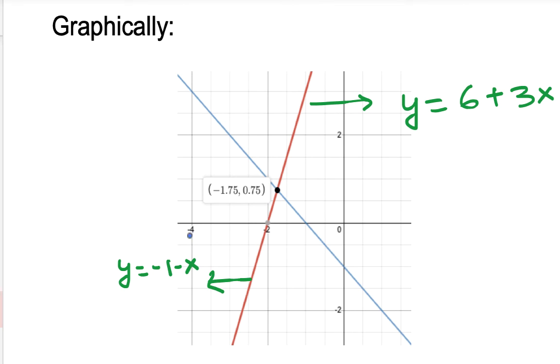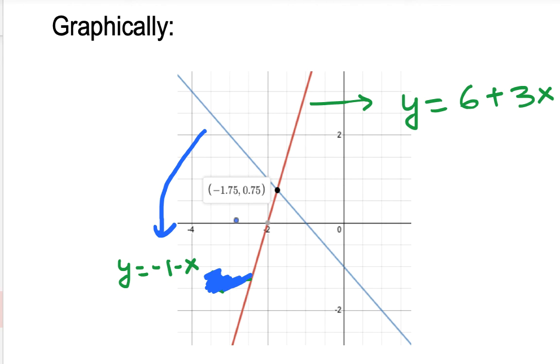I'm sorry, guys, this is minus 1 minus x. This was a mistake. Remember, minus x means a line going down. So the blue line is representing y equals minus 1 minus x, and y equals 6 plus 3x is the red line. So these are two lines, and they're both meeting at the point (-1.75, 0.75).